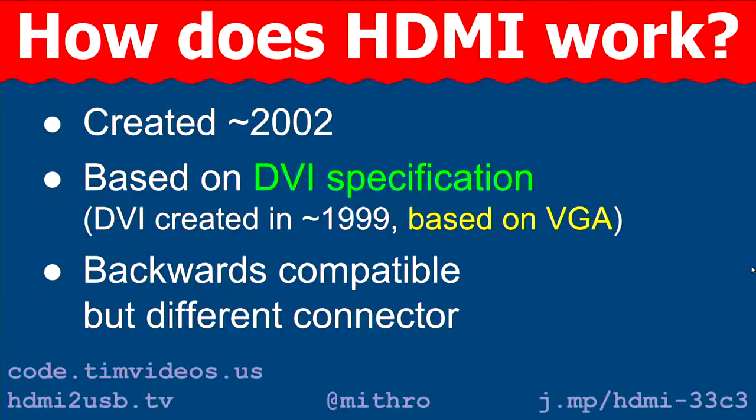So how does HDMI work? Well, HDMI is actually reasonably old now. It was created in 2002. It's based on the DVI specification. DVI was created in 1999. So DVI is 17 years old. And DVI was designed to replace VGA and shares a lot of similar history. HDMI is backwards compatible with DVI electrically and protocol-wise, but uses a different connector.